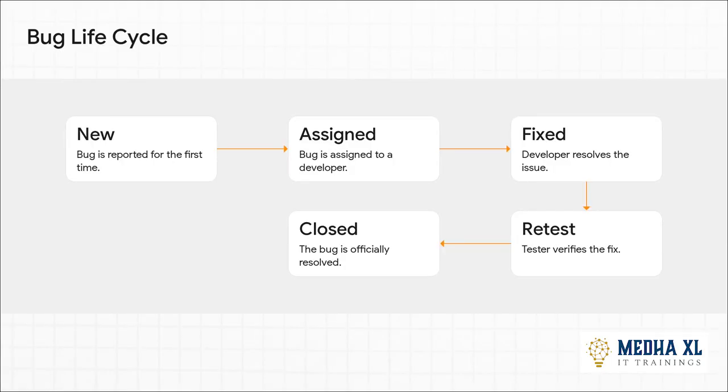Okay, so what happens when you find a bug? Well, it goes on a little journey we call the bug life cycle. First, when you find it, its status is new. Then it gets assigned to a developer. They do their magic until it's fixed. After that, it comes right back to you to retest. And if everything looks good, you mark it as closed.